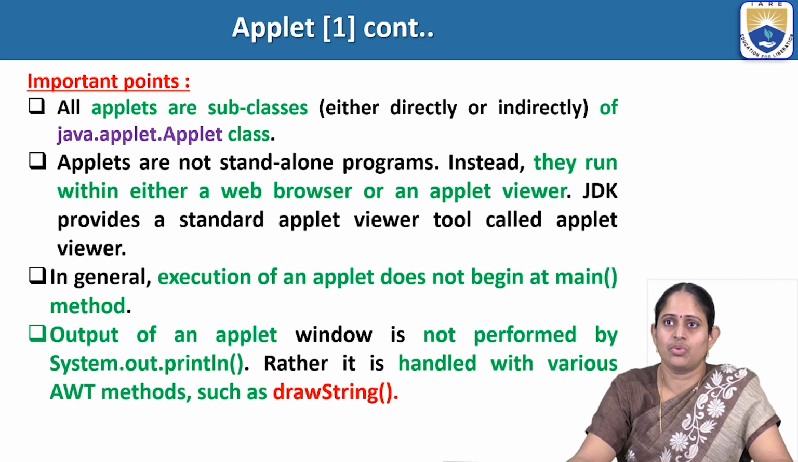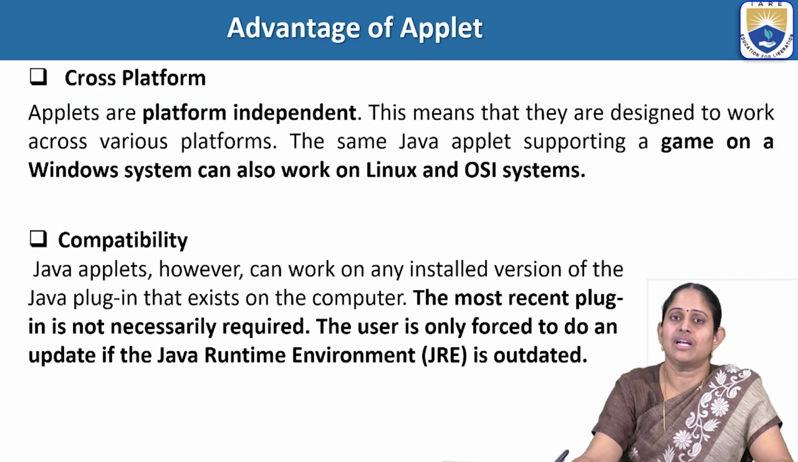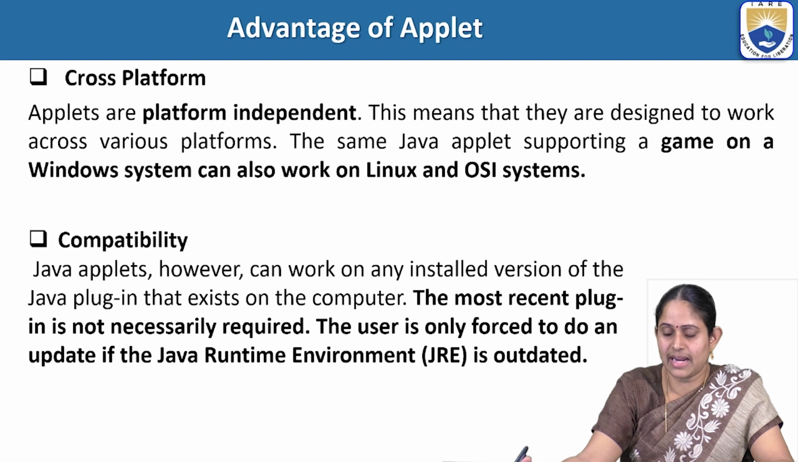They are not standalone programs, but they are run within the web browser or an applet viewer. The JDK provides a standard applet viewer tool called Applet Viewer. The execution of an applet does not begin at the main method. The output of these applet windows is handled with methods such as drawString. So these applets don't contain the main method, and if we want to write anything onto the applet, we make use of the method drawString.